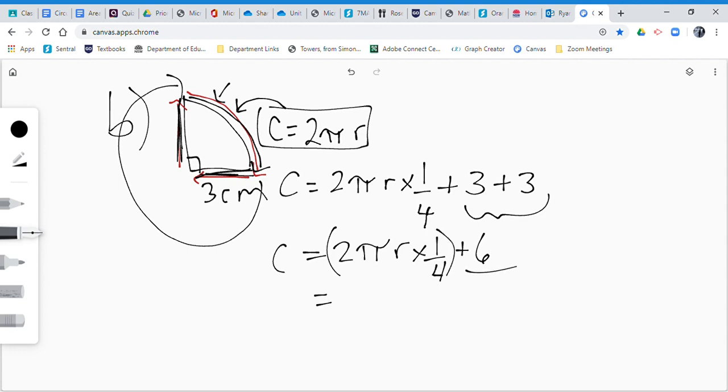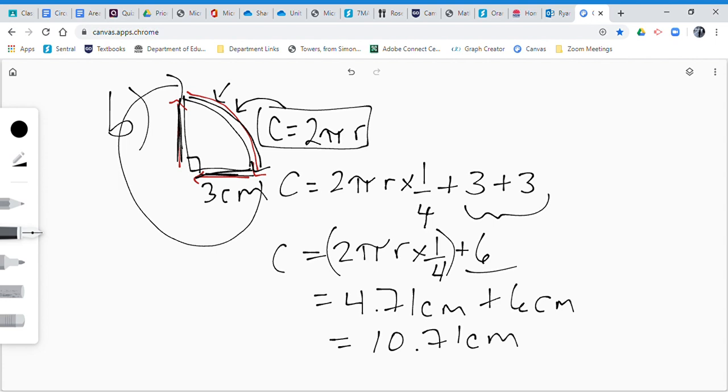So now I grab my calculator. 2 times pi times the radius, r is 3 centimeters, times a quarter, so 1 divided by 4, equals, I got 4.71 centimeters plus 6 centimeters equals 10.71 centimeters, and that is the length all the way around our shape. So that's my first example.